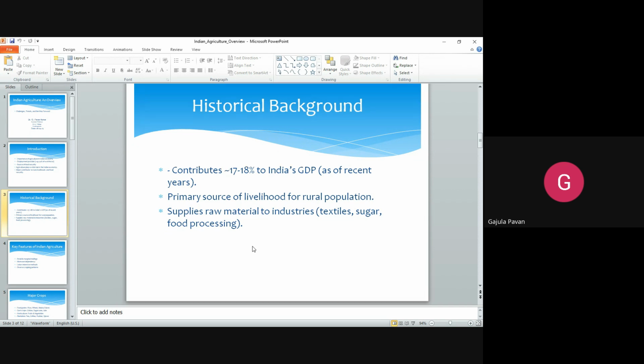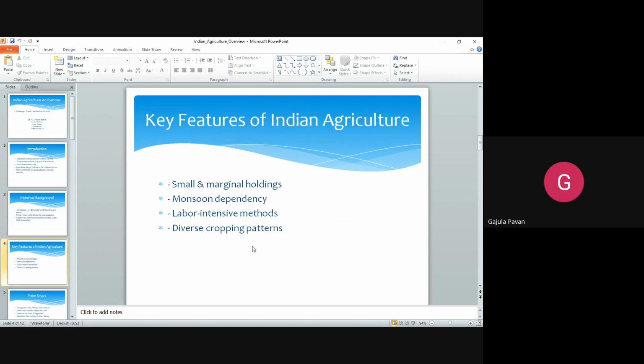This agriculture sector supplies raw material to industry, that is textile, sugar, food processing, and some others. Important key features of Indian agriculture are small and marginal holdings, monsoon dependency, labor intensive methods, and diverse cropping patterns. These are some important features of Indian agriculture.